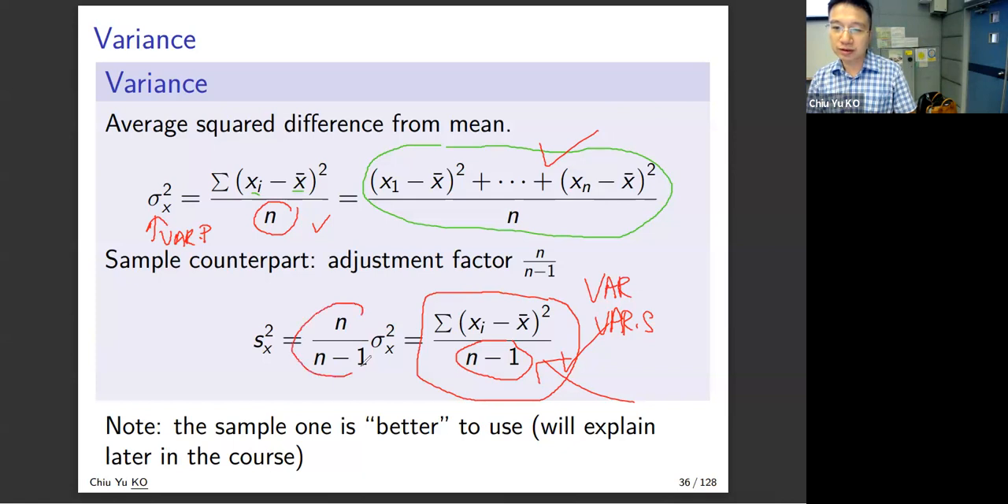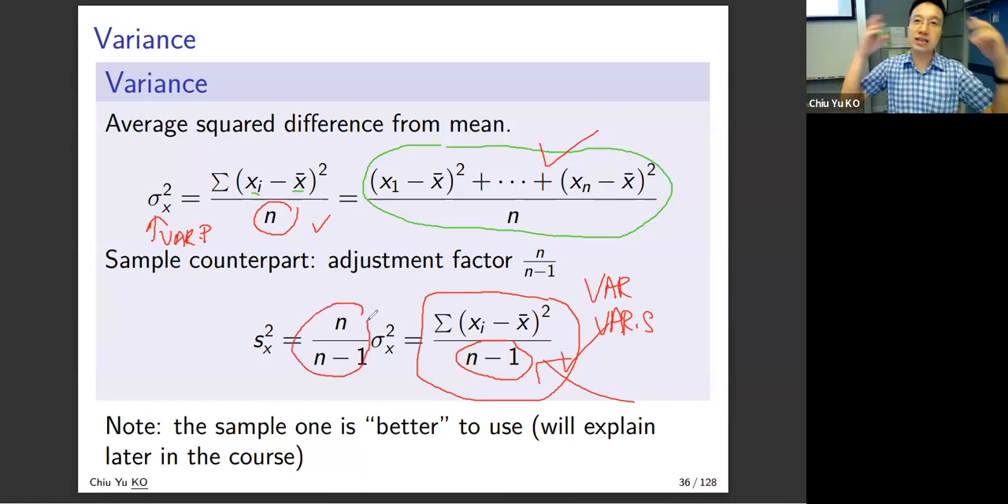N over n minus 1. Intuitively, you collect a sample, and you just get a small picture, so you underestimate the variance. So it's just a little bit bigger. If you want to understand intuitively, that's the idea.